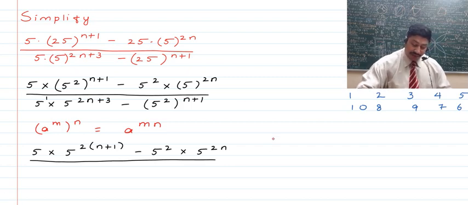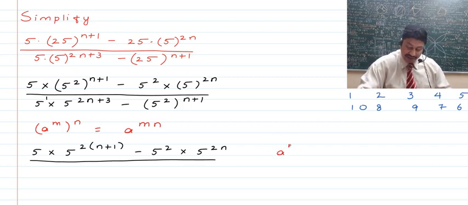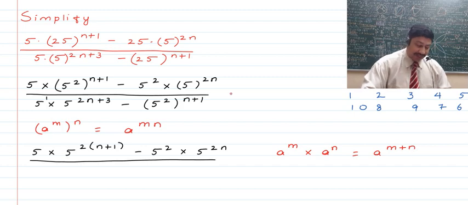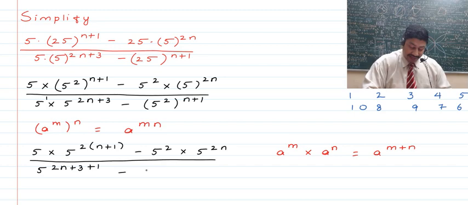And now children, we can use another rule, that is if we have a raised to the power m which is multiplied with a raised to the power n, then that will become equal to a raised to the power m plus n. So here the powers will get added, and thus we will have this to be 5 raised to the power 2n plus 3, to which 1 is going to be added, and from that is going to be subtracted, using the first rule that we discussed just now, 5 raised to the power 2 times n plus 1.